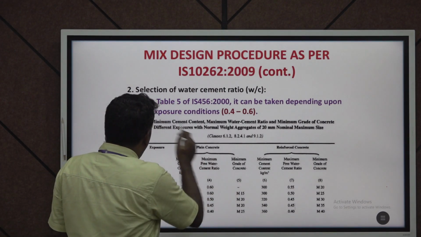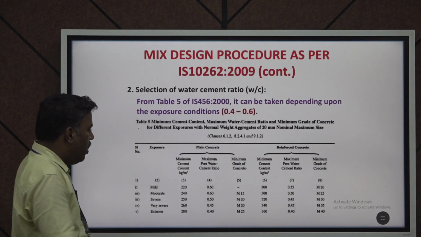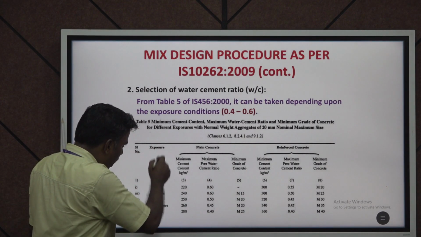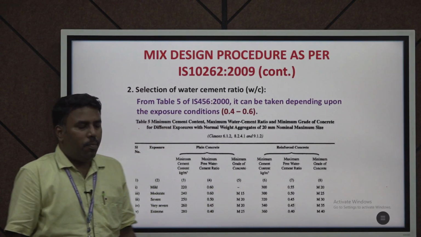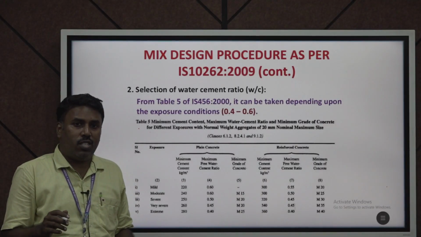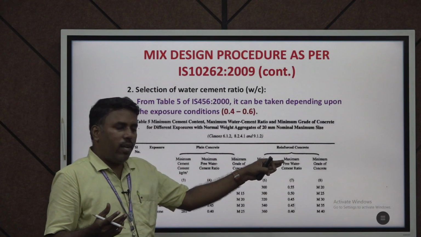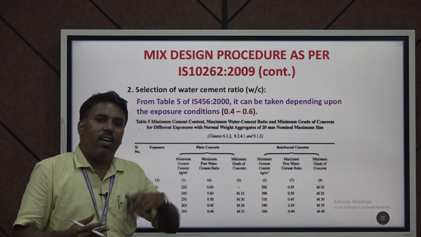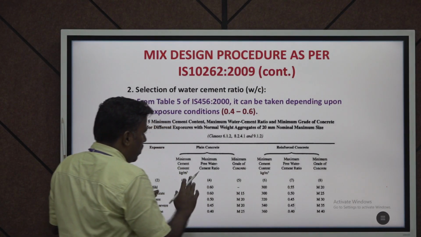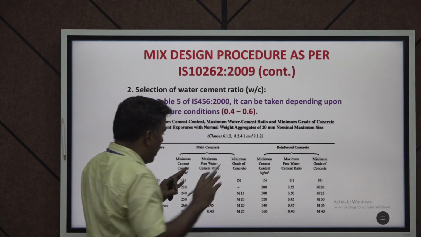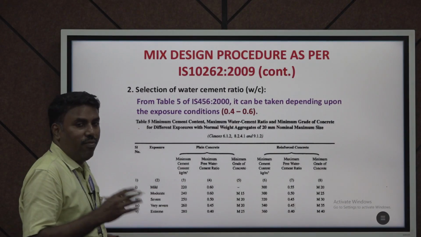For this step we have to refer to Table 5. In Table 5 they have given exposure conditions for plain concrete as well as reinforced concrete. Plain concrete means concrete without rebars. Reinforced concrete means concrete with rebars. So for both conditions, the exposure and cement content will vary.